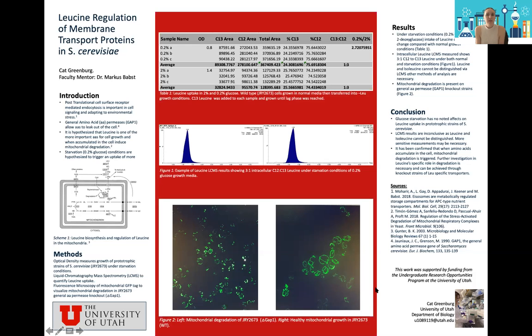Further exploration is required to figure out if leucine is the amino acid that's most important in this mitochondrial degradation process. And various knockout strains will be created and explored under the same conditions as we have shown and demonstrated here.